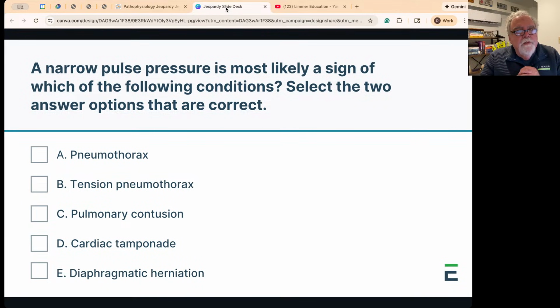A narrow pulse pressure is most likely a sign of which of the following conditions. Select the 2 answer options that are correct. Now, these questions on the National Registry have no partial credit. You get them both right or you get the question wrong. All right? So basically, we know that a narrow pulse pressure is generally an indication of that compensation for shock. So that's what you should translate this question to in your head. A narrow pulse pressure is most likely a sign of which of these conditions?